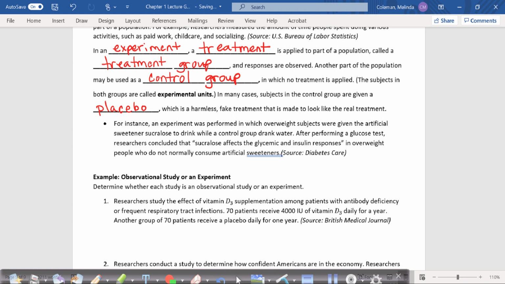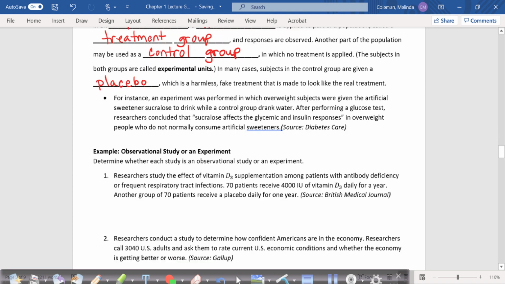For instance, an experiment was performed in which overweight subjects were given the artificial sweetener sucralose to drink while the control group drank water. While performing a glucose test, researchers concluded that the sucralose affects the glycemic and insulin responses in overweight people who do not normally consume artificial sweeteners. So you have a placebo that's given to the control group, while the experimental group or treatment group actually gets whatever the treatment is, and then as a result of those two groups, you get to make some conclusions.